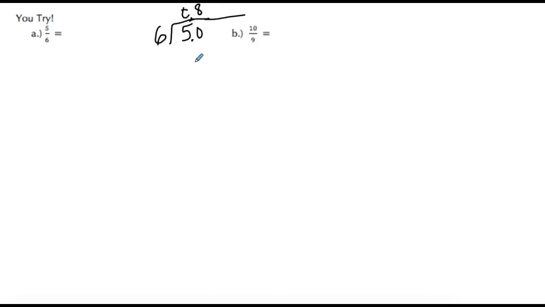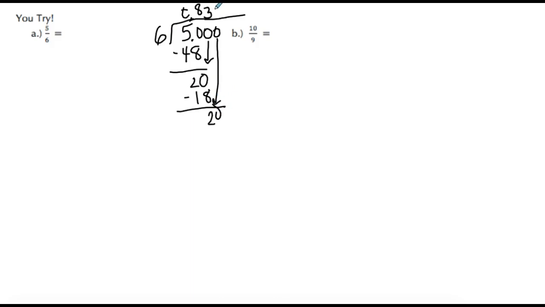8 times, I'm going to put my 8. 6 times 8 is 48, so that gives me my 2. 6 goes into 20 3 times. So I'm going to subtract my 18. And now I get a 2. And bring down my 0.